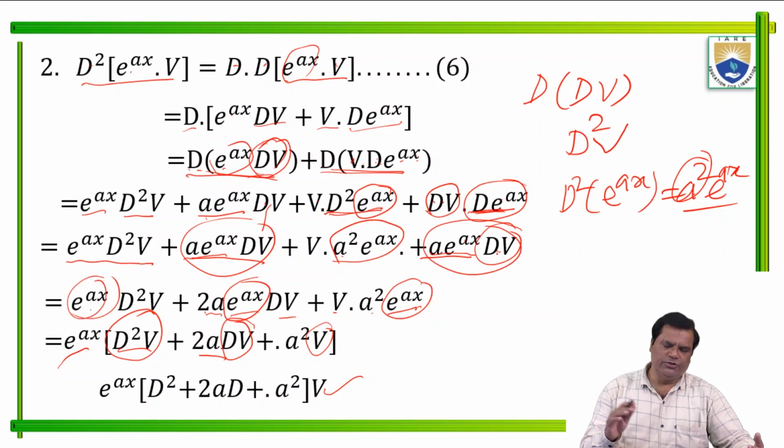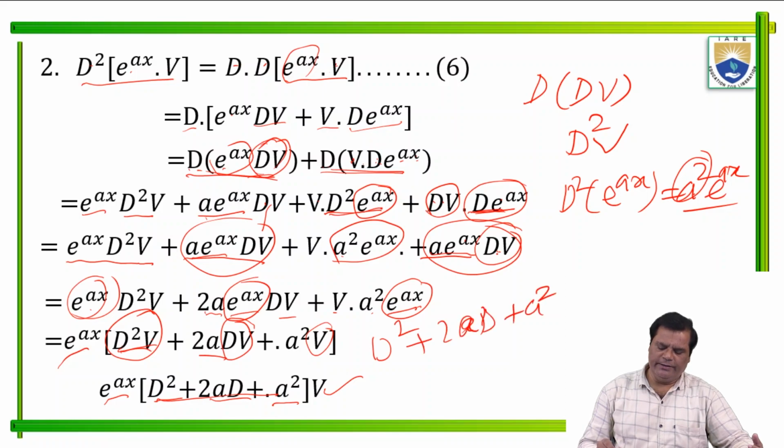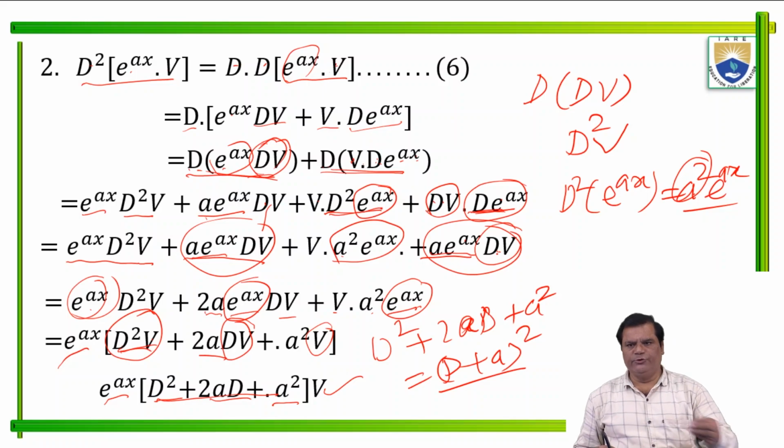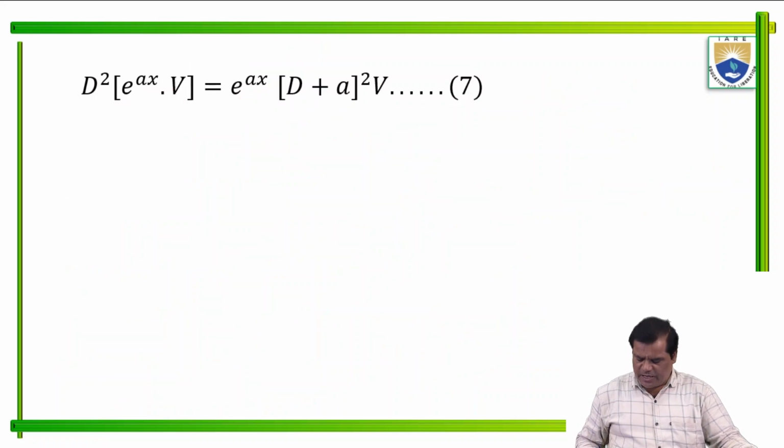The exponential function is not differentiated in any term, so this is taking the left side. The other terms are D squared v. Taking v outside, D squared plus 2aD plus a squared. This is known as an identity: D squared plus 2aD plus a squared is (D plus a) whole squared. So we are using this identity in this formula.